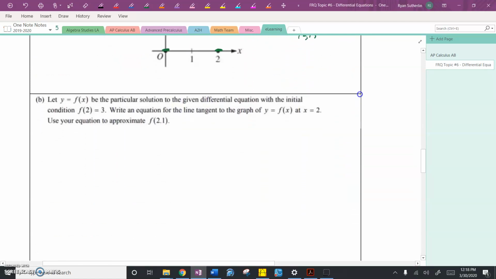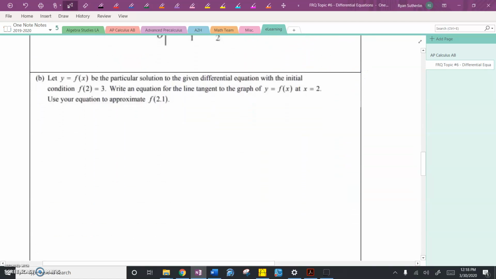Part B. Let y equal f of x be the particular solution to the given differential equation with the initial condition f of 2 is 3. Write an equation for the line tangent to the graph y equals f of x at x equals 2. Use your equation to approximate f of 2.1. So they're asking us to find the equation of a tangent line and use that for an approximation.